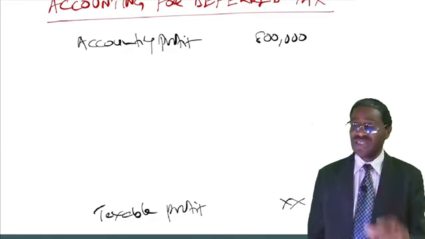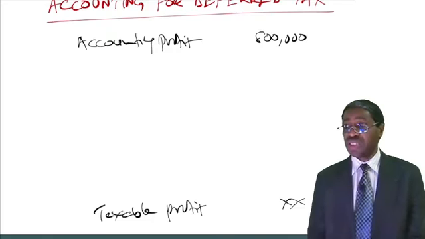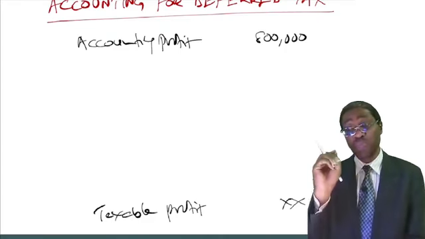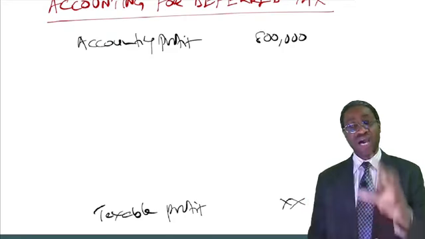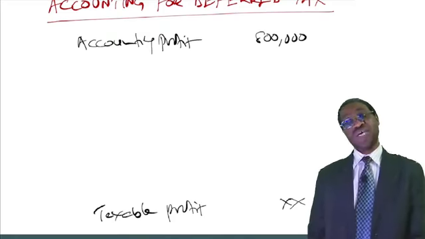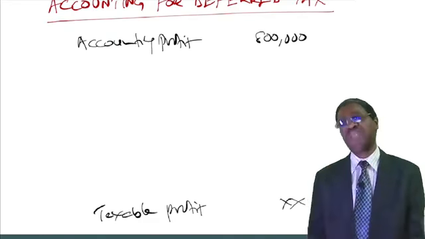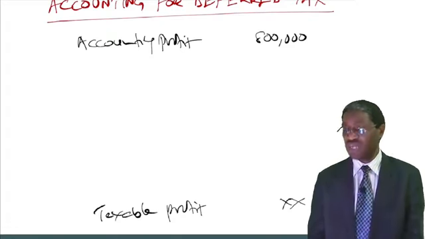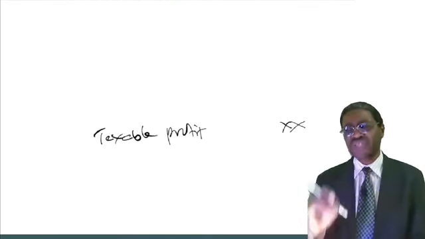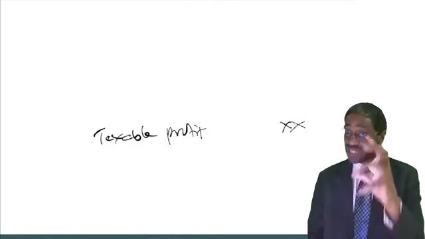Okay, so we are saying the accounting profit is that profit which you computed based on the normal accounting principles and concepts. That is what we normally say. In other words, it is the profit that is normally presented to the shareholders. But the profit on which tax will be based for tax purposes is what we call the taxable profit.